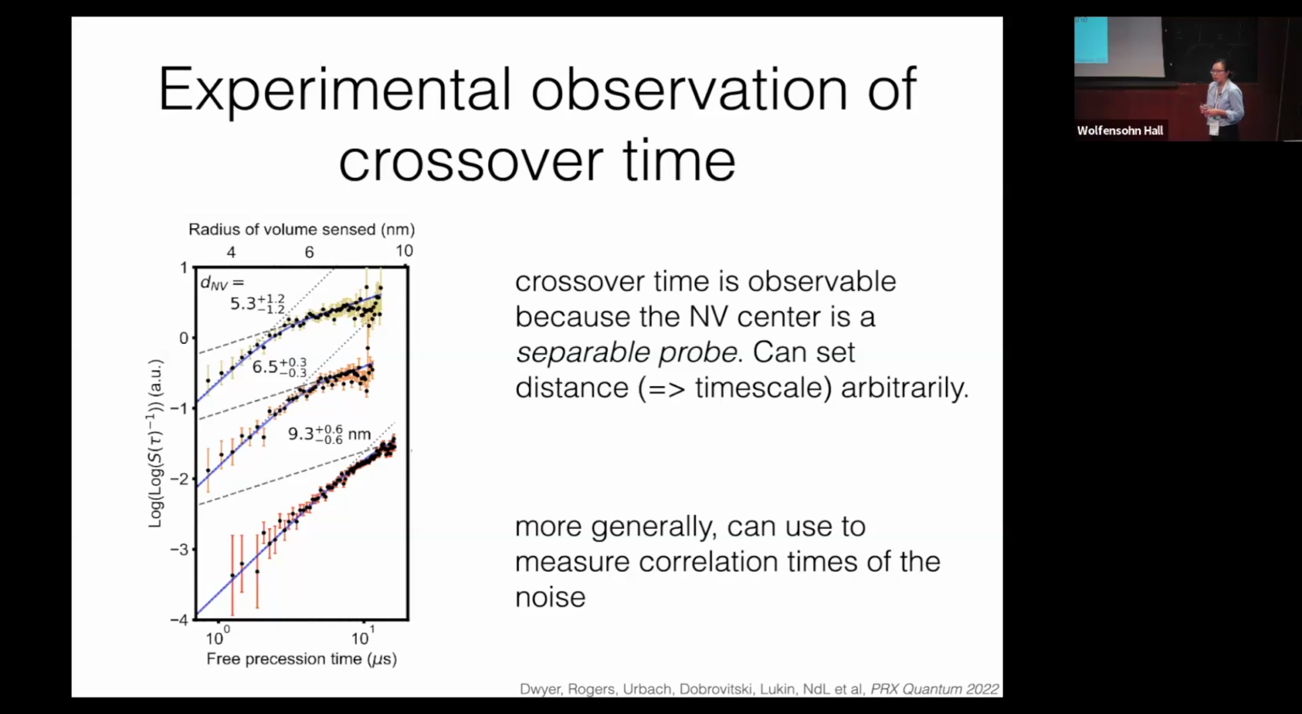Okay, so the cool thing here is that you can measure something about the dynamics of the system and the correlation times of the system, and you can pick how you measure it based on placing your NV center in different places.